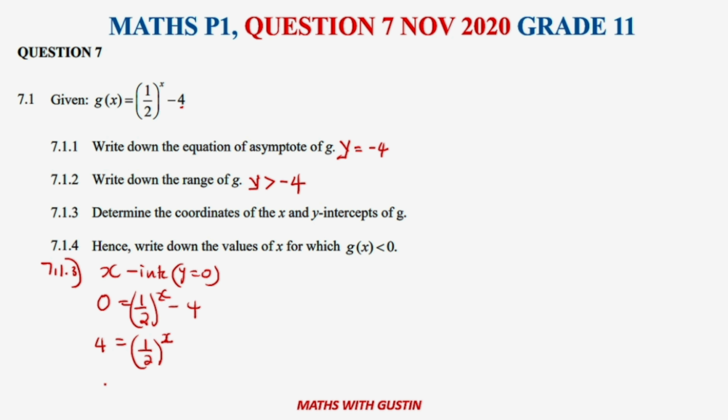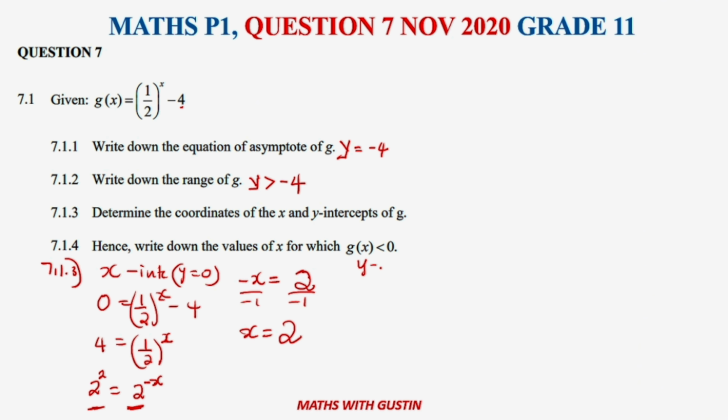4 can be simplified to 2 to the power of 2, and this half can be 2 to the power of -1. -1 times x is going to be -x. Therefore, according to the exponent rule, the bases are equal, so the exponents should be equal as well. So you're going to have minus x is equal to 2. Divide everything by -1, so x is equal to 2. Great stuff, so that's our x intercept.